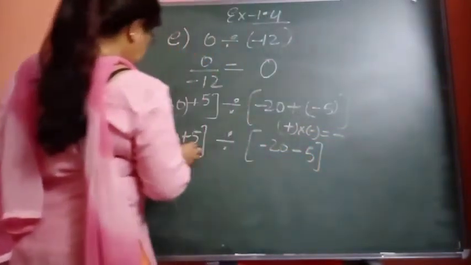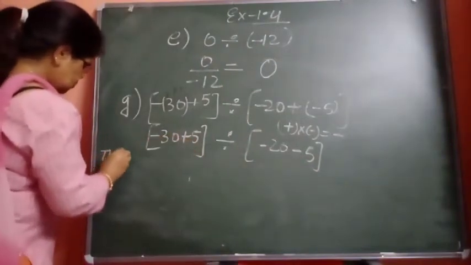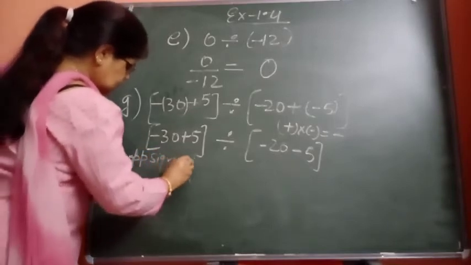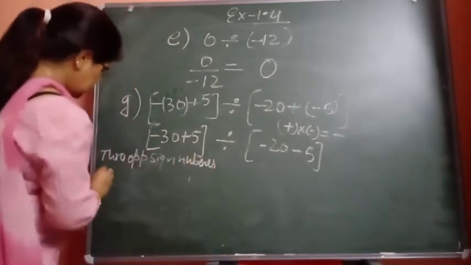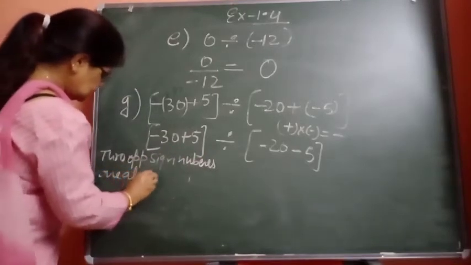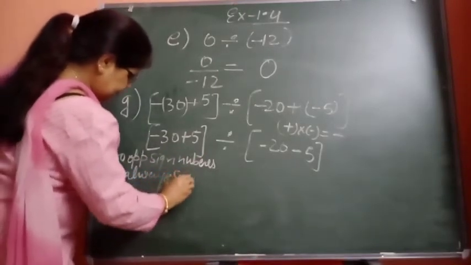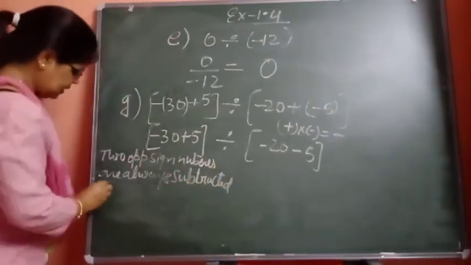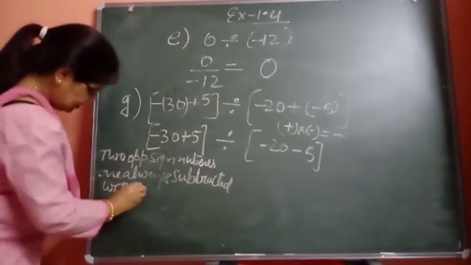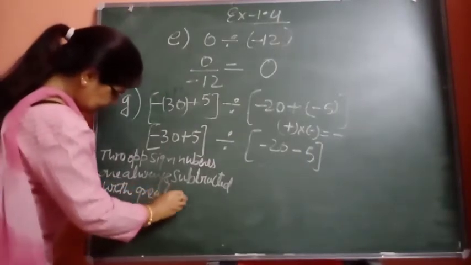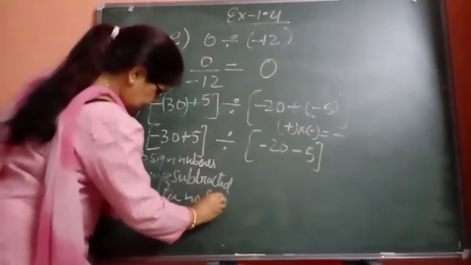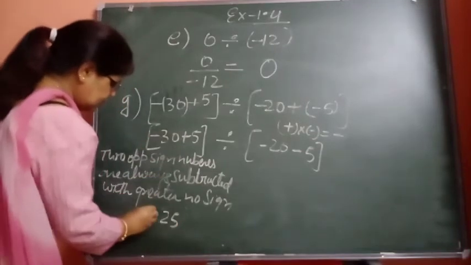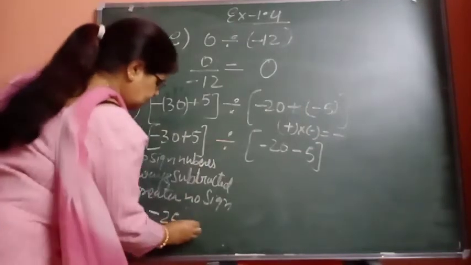Now write here, two opposite sign numbers are always subtracted. Take the sign of the greater number. Now subtract that. 30 minus 5, 25. What sign does the greater number have? Minus. Take the sign of the division in between of them.